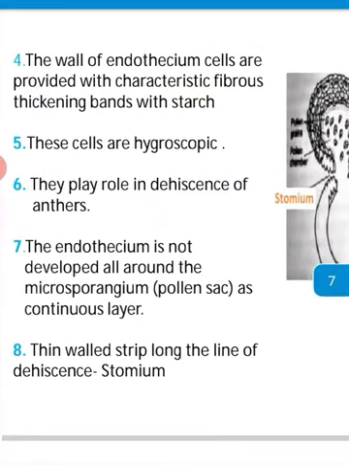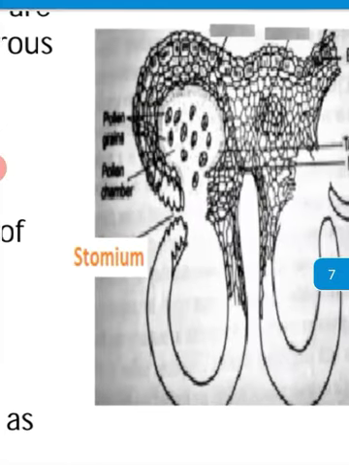The walls of the endothecium cells are provided with characteristic fibrous thickening bands. They contain starch grains. These cells are hygroscopic in nature. They play a very important role in the dehiscence of the anthers. The endothecium is not developed all around the microsporangium as a continuous layer. It produces a thin-walled strip along the line of dehiscence called the stomium.